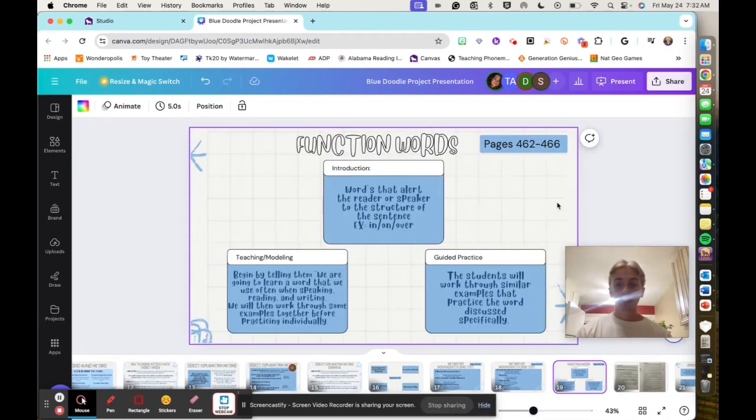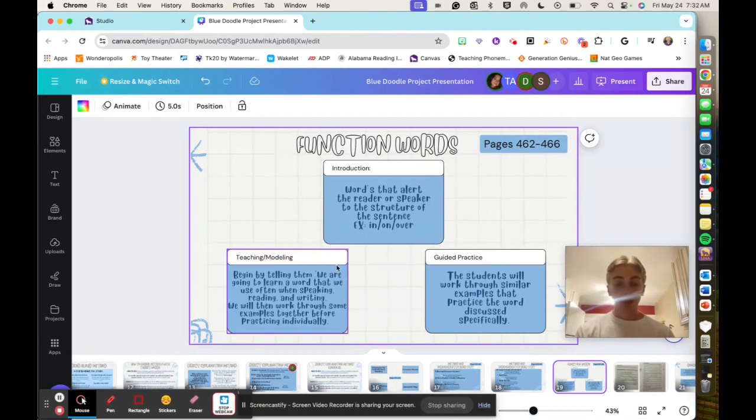And then the next thing is on page 462 or 466. So the introduction of this, what it means is it alerts the reader or speaker to the structure of the sentence, and this word does. And that can be through using in, on, or over. You could also use he, she, we, a, and the, and, but, or, been, should, will. It just depends on what context you're talking about.